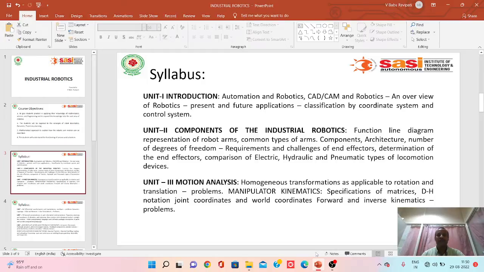The third unit, motion analysis, has the homogeneous transformation, which is applicable for rotation and translation. We'll know what rotation is, what translation is, and the problems related to rotation and translation. And then we have the manipulator kinematics. In this we cover some specifications of matrices, DH notation, which is Denavit-Hartenberg notation, of joint coordinates and world coordinates. Forward and inverse kinematics will also be covered in the third unit.